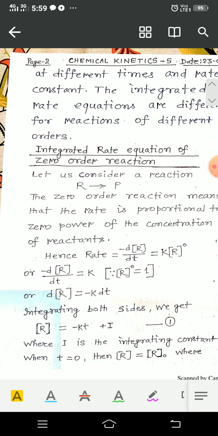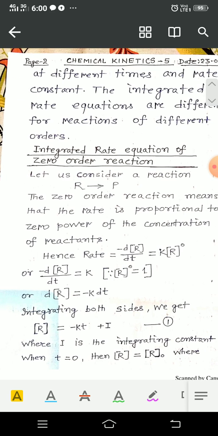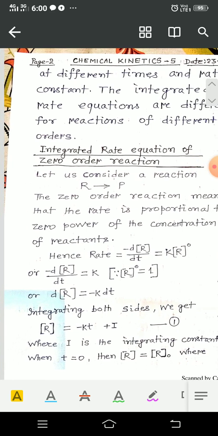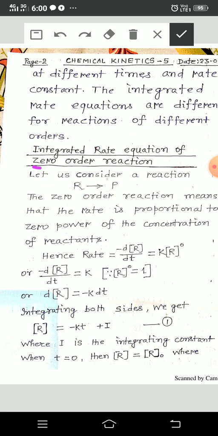Now, let us see here one by one the integrated form of rate law expression. That is, see here, for zero order reaction. Integrated rate equation for zero order reaction. Let us consider a reaction R gives P, means reactant gives product.